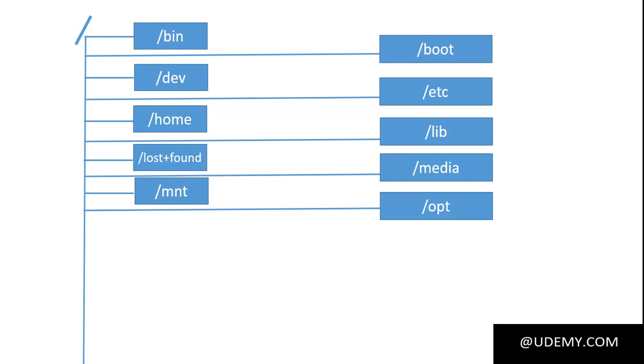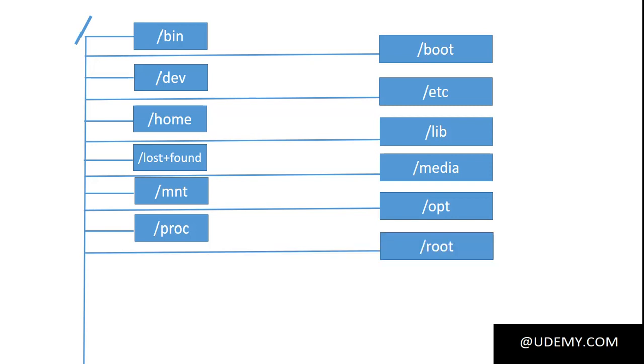/opt is for optional software and it is not essential. /proc is maintained by the Linux kernel. Usually a user cannot touch anything in this folder. It is used by the kernel to run different processes.